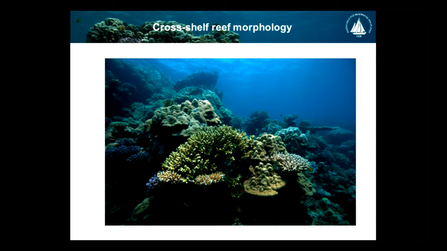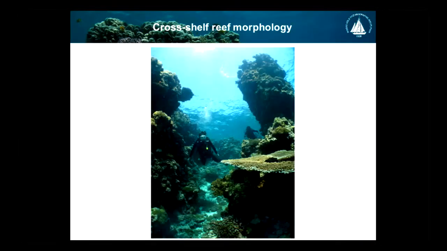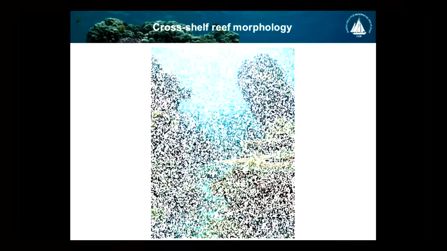And as you make that transition, you go through some pretty different habitats. This is a nearshore coastal reef, and you can already see the water isn't particularly clear, with pretty good coral cover and lots of particulate matter in the water. As you get further offshore, you get structures like this.